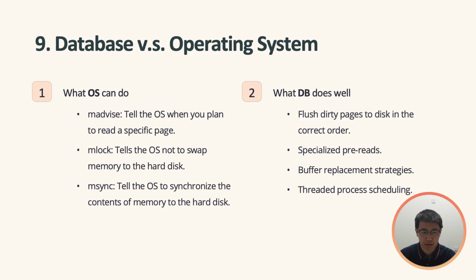What I was just talking about is what the operating system can do. For example, like madvise, I can tell the OS when you plan to read specific pages. With mlock, I can tell the operating system not to swap memory to the hard disk. This includes using msync to tell the operating system to sync the hard data of memory to the hard disk.